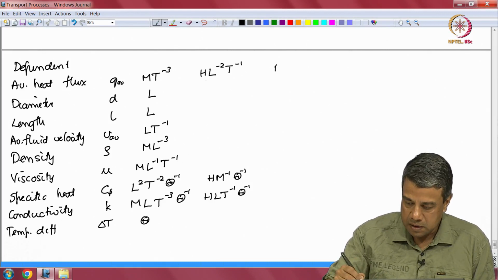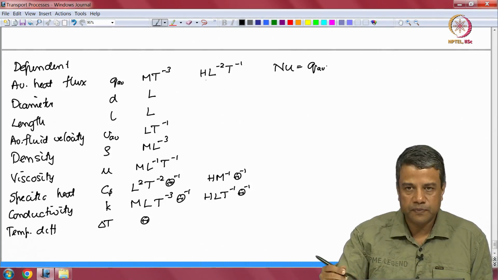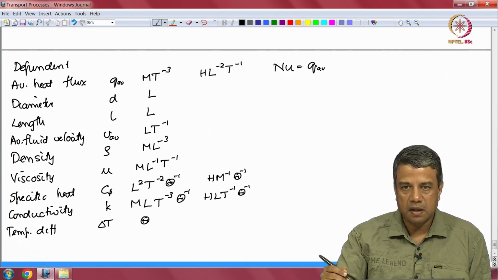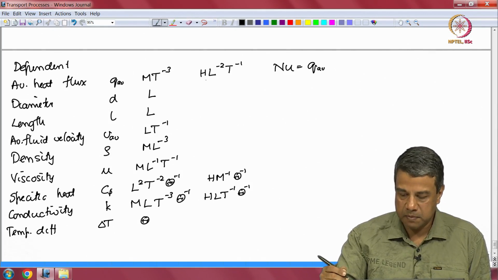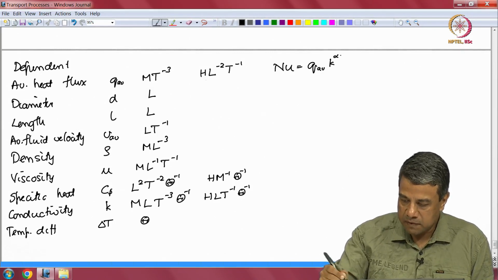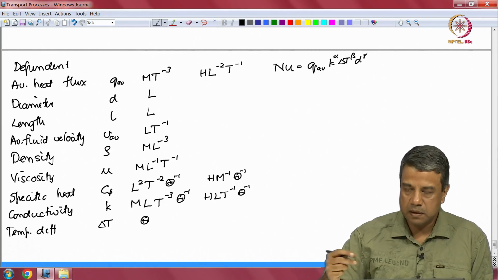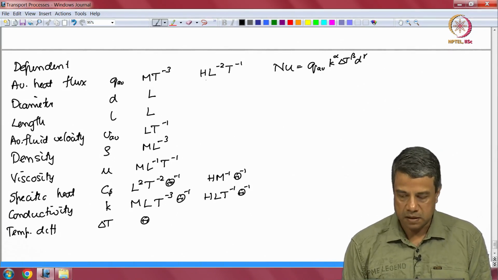It should, okay, QAV, okay, and it can be scaled by the thermal conductivity or the specific heat, because both contain the mass dimension. I will scale it by the thermal conductivity. So, I will get K power alpha, delta T power beta and D power gamma. Okay. There is the Nusselt number.